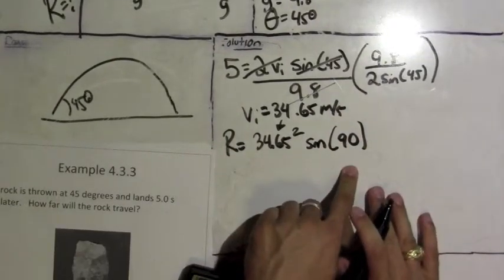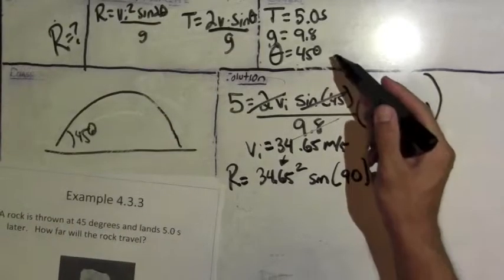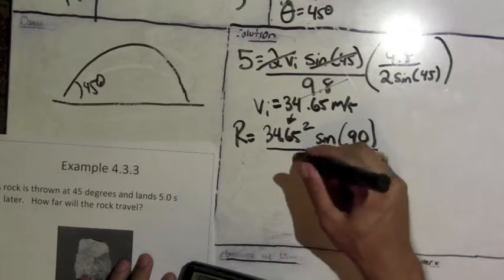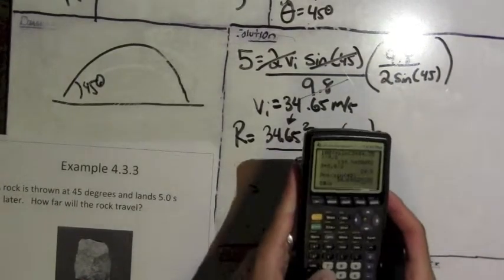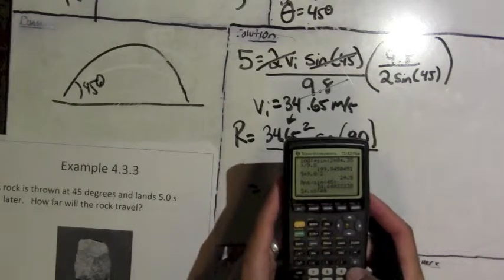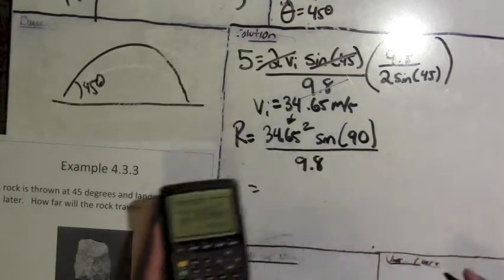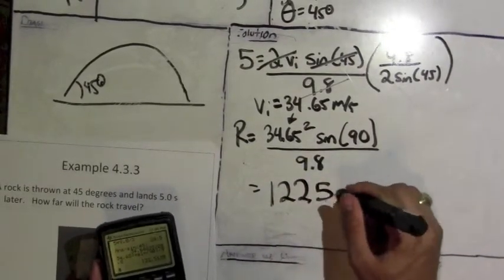The reason why it's sine of 90 is, remember, in the original equation it's sine of 2 theta. Theta is 45 degrees, so 2 theta would be 90, divided by 9.8. So we do 34.65 squared times the sine of 90 divided by 9.8. When you do that, you get 122.5 meters.